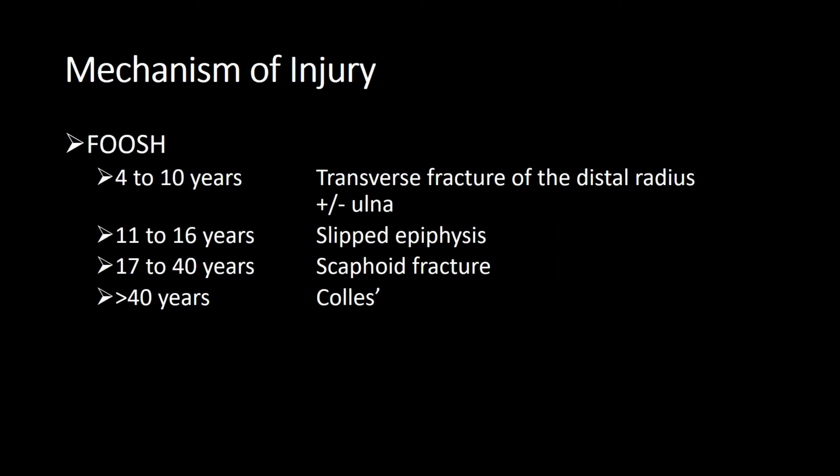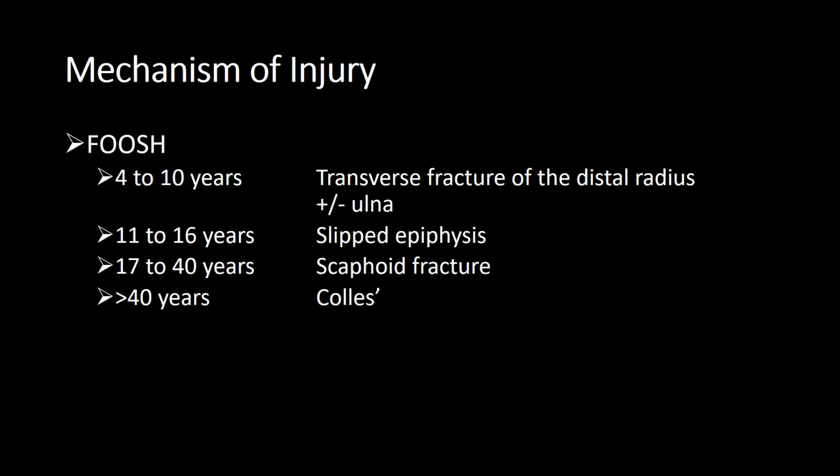Now, as you're all aware, the most common mechanism of injury for injuries to the wrist is FOOSH, a fall onto outstretched hand. Now, the great thing about the wrist is that actually the age of the patient can be quite a good predictor of the type of injury that patient is going to sustain. So when you have a child that's between 4 to 10 years, you tend to get a transverse fracture of the distal radius, which may or may not include the ulna.